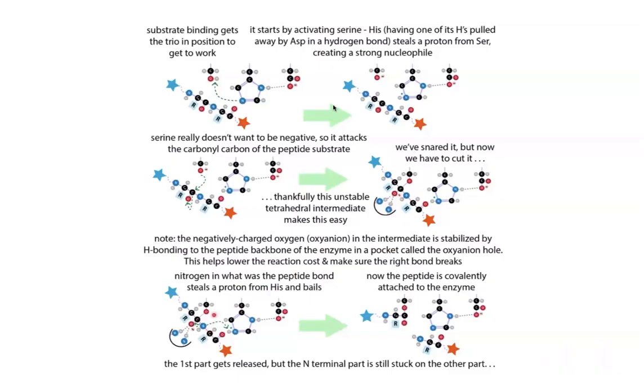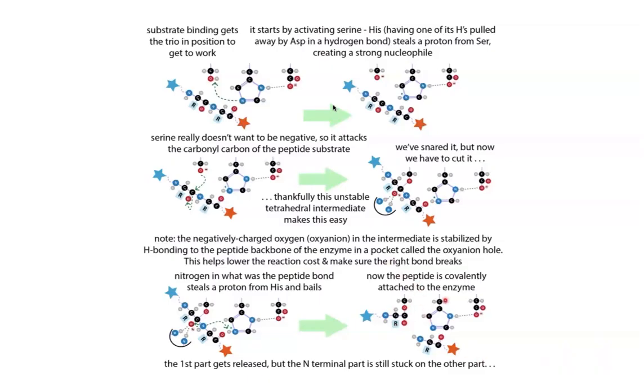So this intermediate is going to break down. What's going to happen is that the nitrogen in what was the peptide bond is going to steal a proton from that histidine. So this is going to be stealing this proton. This is going to break the first part off, but the N-terminal part is still stuck on the other part. So you still have part that's stuck to the enzyme, and then you have part that has been broken off.